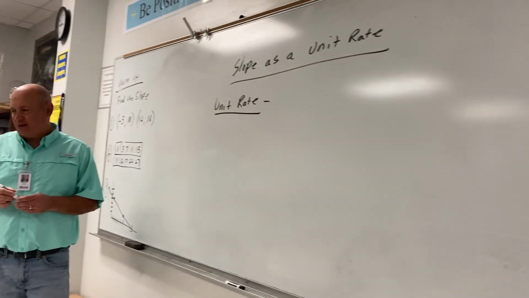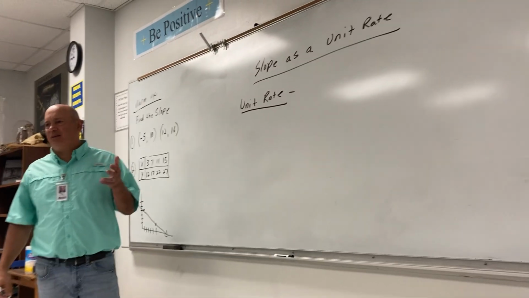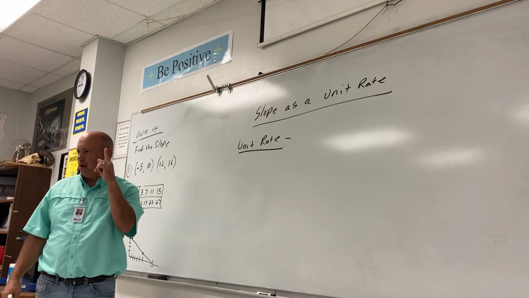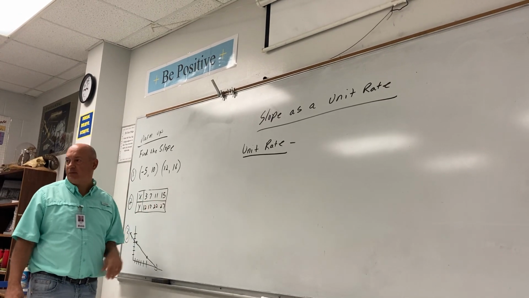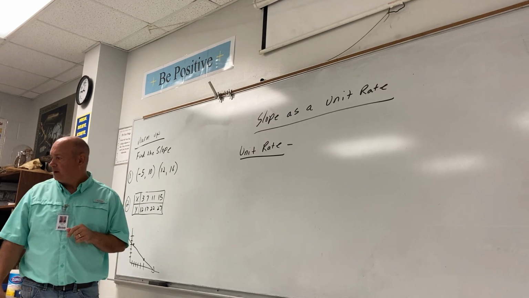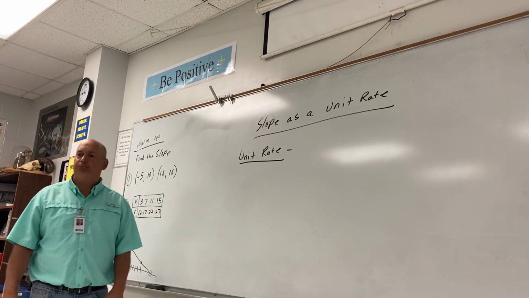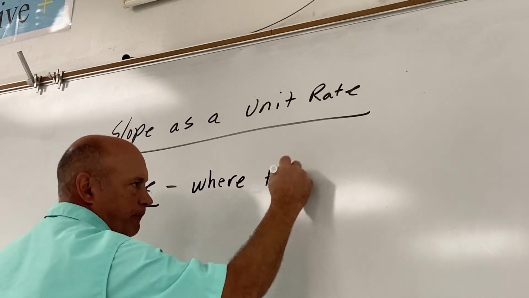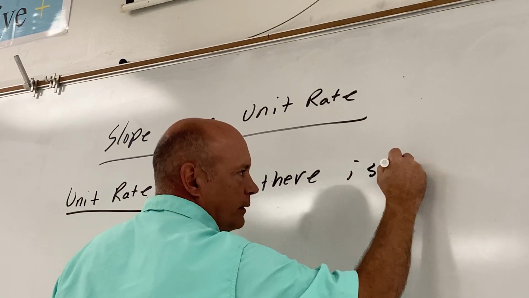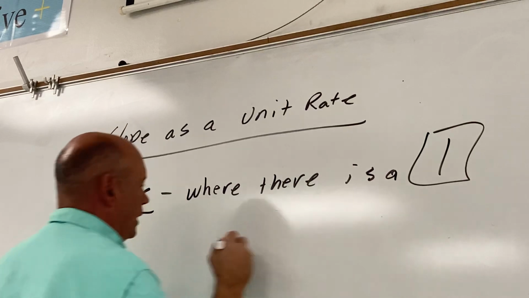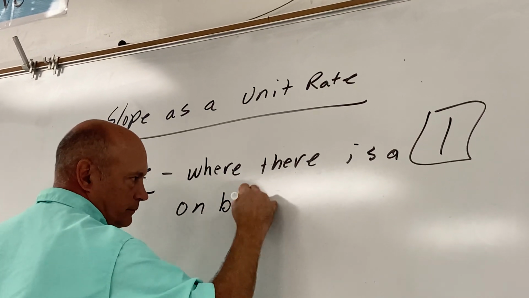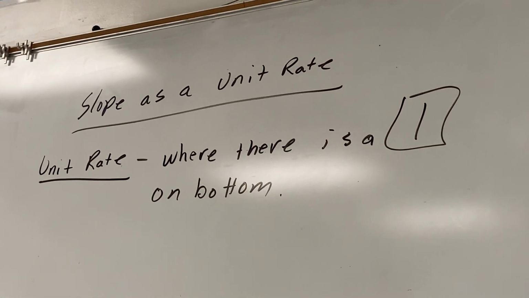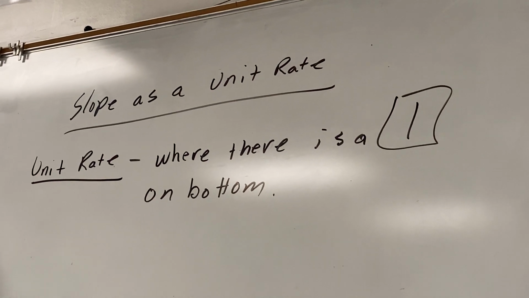Okay, if they ever ask you to write something in a unit rate, all you need to make sure of is that there is a 1 on the top or a 1 on the bottom? Which one? Bottom. Okay. A unit rate is where there is a 1 on the bottom of the fraction. As long as you got a 1 on the bottom, your slope will be considered as the unit rate. All right, let's look at a couple of examples.